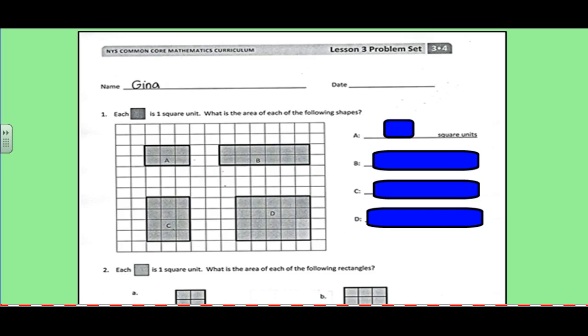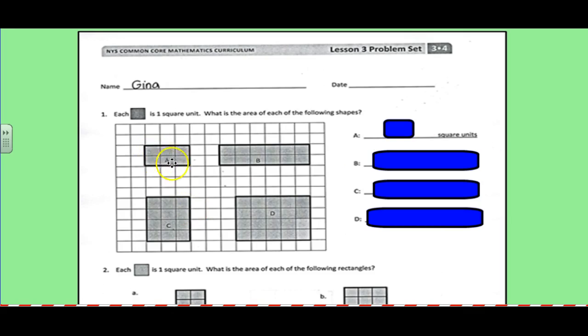Okay, so number 1 says each square is a square unit. So we're not working with centimeters or inches on this part right here. These are just square units. So what is the area of each of the following shapes? And I want you to notice for part A, they've already put what you needed to write. So since we're looking at square units, that has to be part of our area whenever we're writing it down.